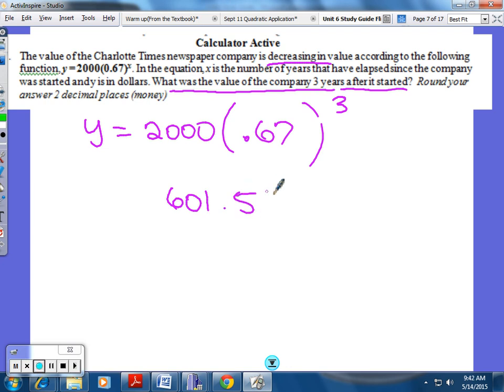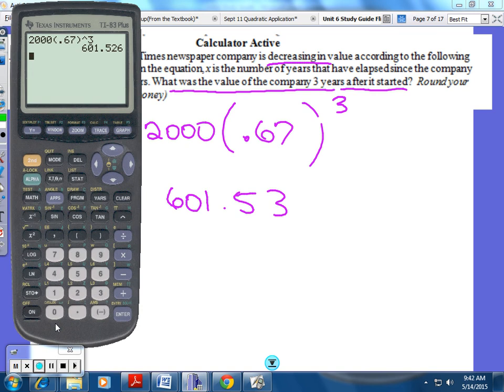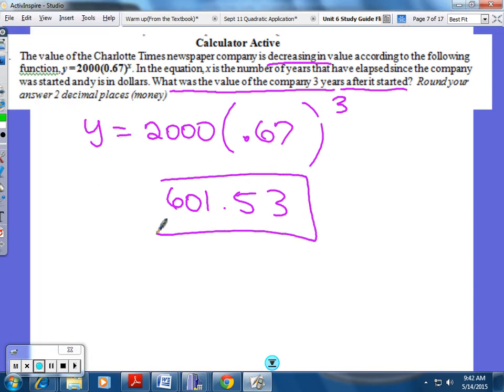Since this is a 6, that rounds to 3. So $601.53. Again, it says you have to round to 2 decimal places. It's important that you understand. You look at the second decimal place, and the number to the right of that one determines whether you go up or down. If the number is less than 5, that stays as a 2. And if it's 5 or more, that goes up. So since that is a 6, that's why we changed that to 0.53 instead of 0.52. So this is our final answer.